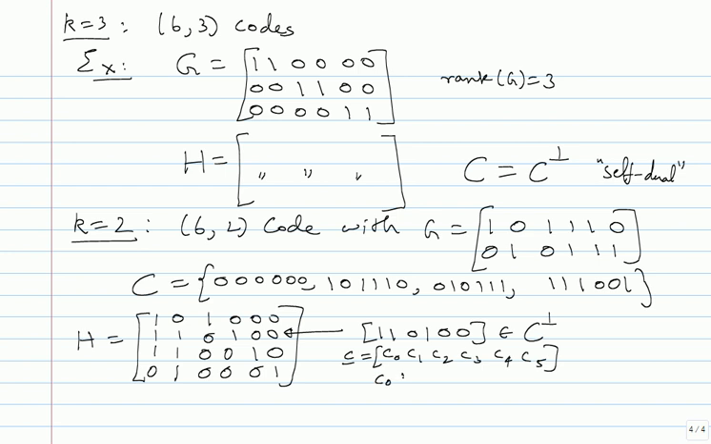C0 plus C1 plus C3 equals 0. In every code word of C, I should have C0 plus C1 plus C3 being 0. So that's the power of the statement that 110100 belongs to the dual. Likewise there are other parity checks, right? So this is called a parity check.